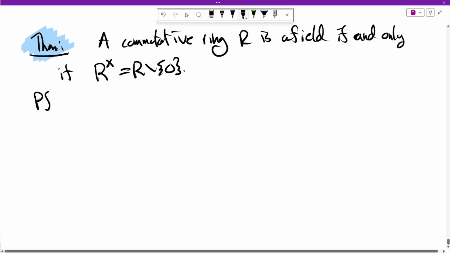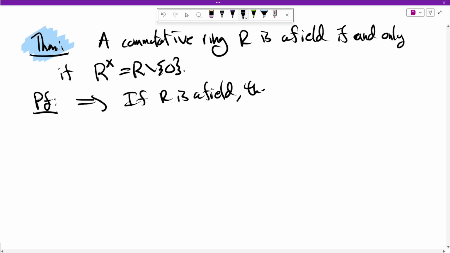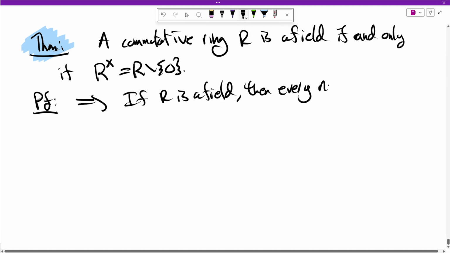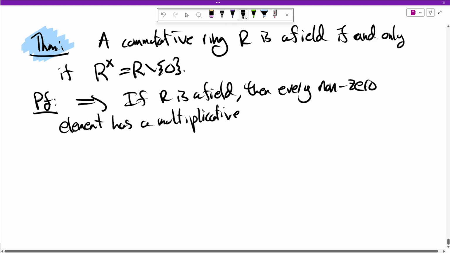So proof, well, if R is a field, then every non-zero element has a multiplicative inverse, because that's one of our axioms for being a field. But this just tells us that the set of units, that is the guys with a multiplicative inverse, is the non-zero elements. Let me say 0 sub R just to indicate that it's just the 0 in R.